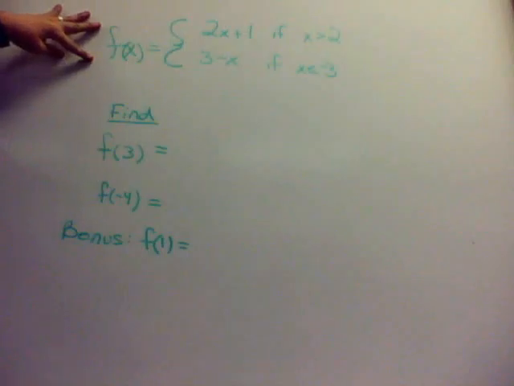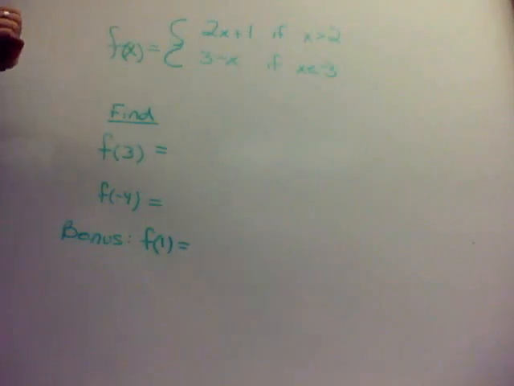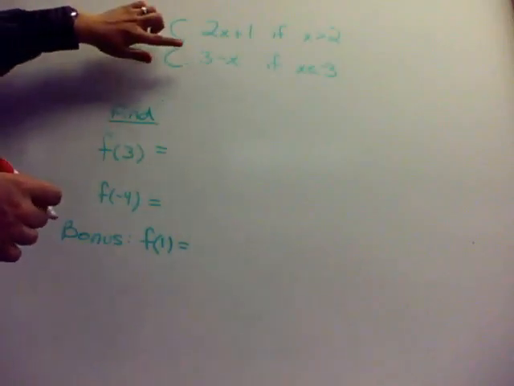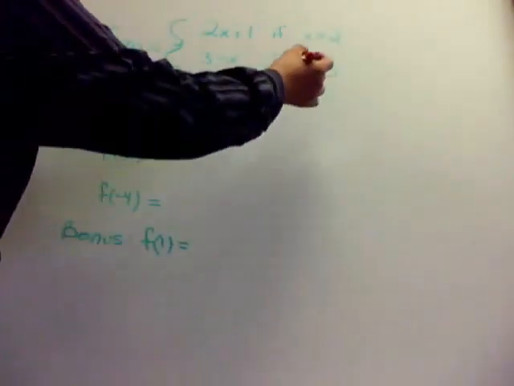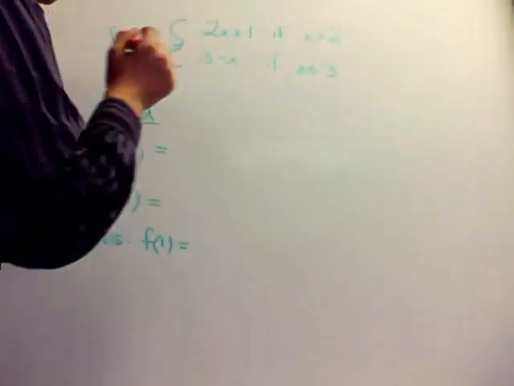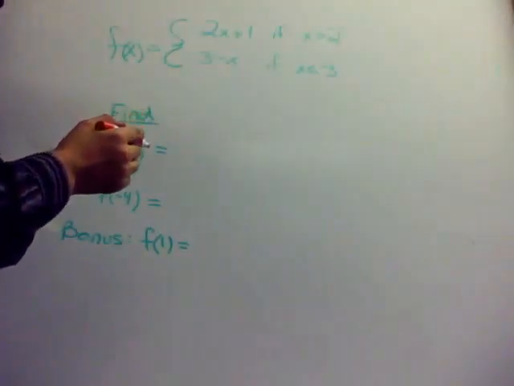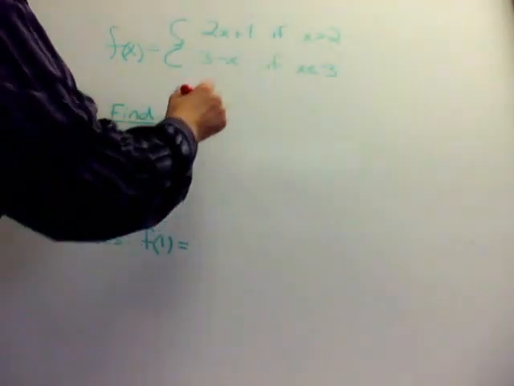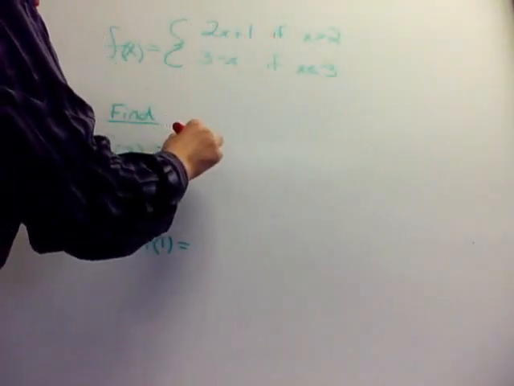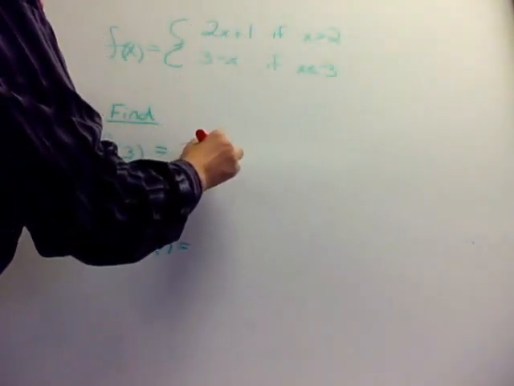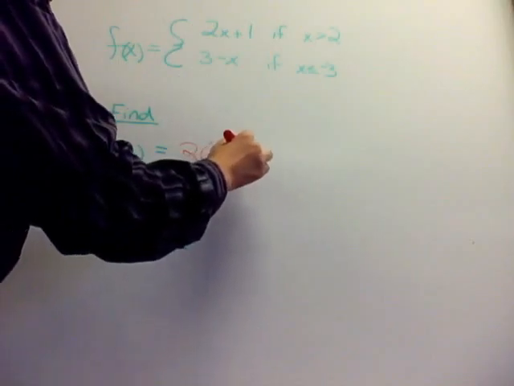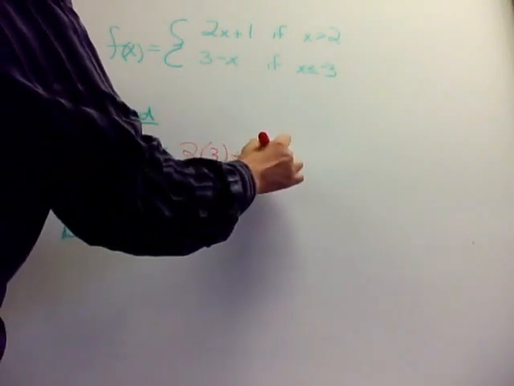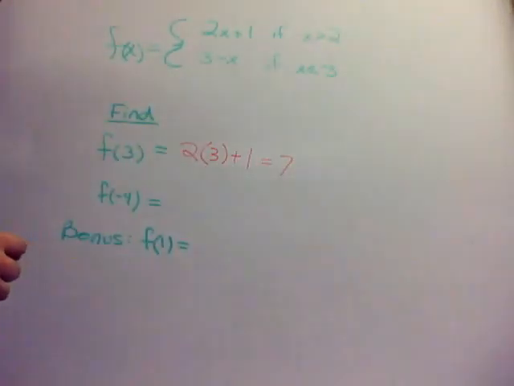Given this piecewise function, find f of 3. Well, the first thing you have to do is find out which equation f of 3 belongs to. So is 3 greater than 2 or less than negative 3? I think 3 is greater than 2, so I'm going to plug it into this equation up here. 2 times 3 plus 1 equals 7.